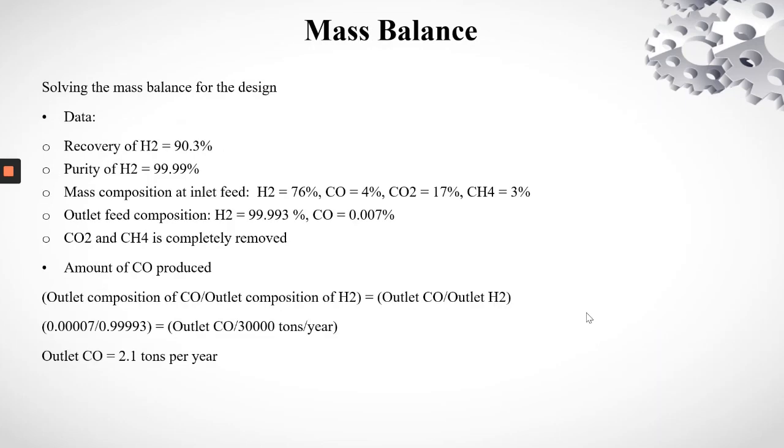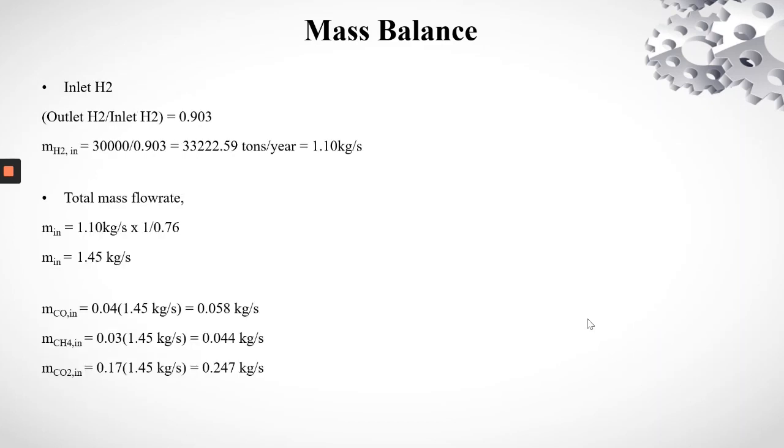So next is mass balance. These are the data that we got. The amount of CO produced calculated is 2.1 tons per year. The inlet mass flow rate of hydrogen is 1.1 kg per second and the total mass flow rate is 1.45 kg per second. Then we can calculate the mass flow rate of inlet CO, CH4 and also CO2.